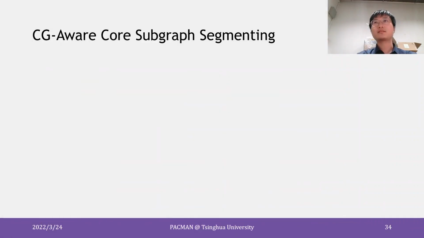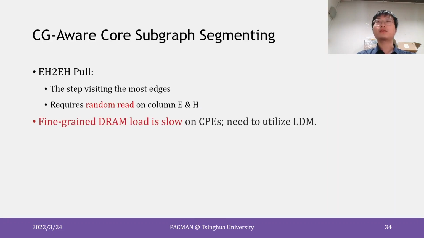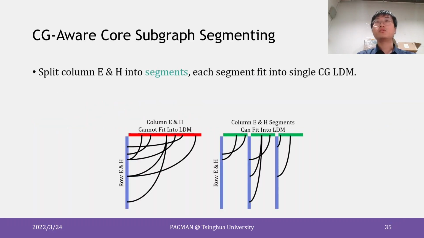So our first one is targeting EH2EH bottom-up, or to say pull. In EH2EH pull, which is the step visiting the most edges, random reads on column E and H vertices are required. Given that fine-grained DRAM load is slow on CPEs, and the E and H vertices do not fit into one core's LDM, we need a mechanism to utilize LDM in this kernel. Thus, we introduce CG-aware core subgraph segmenting.